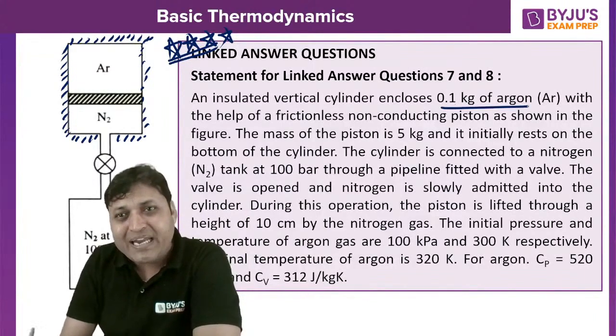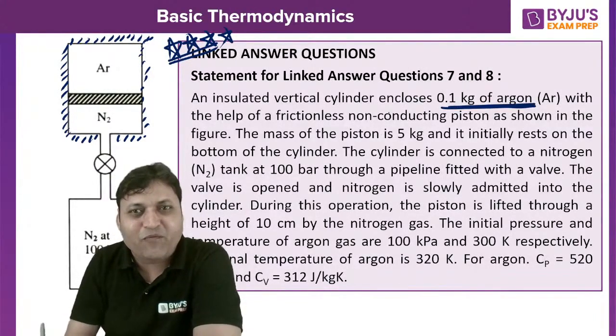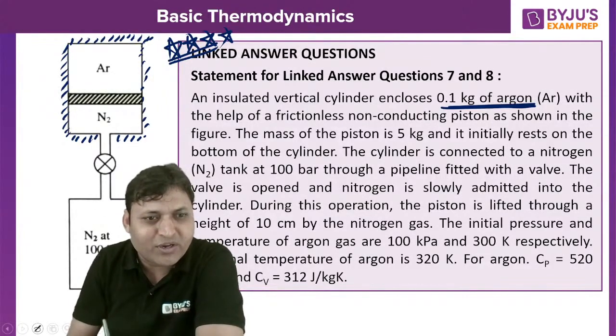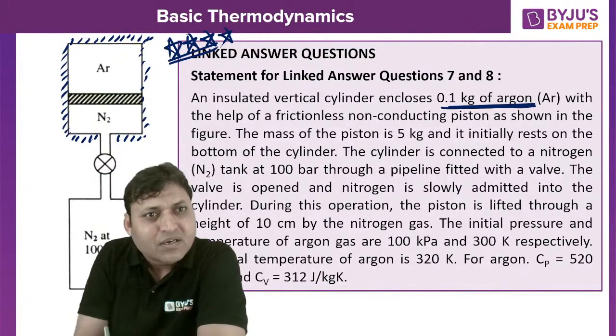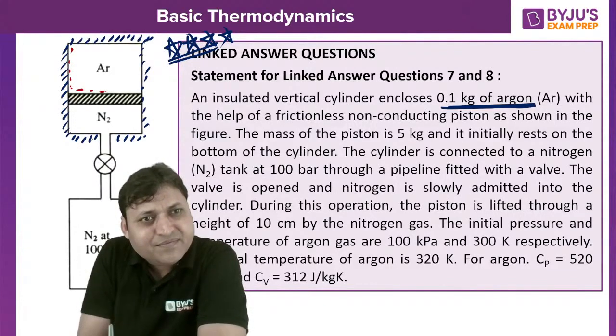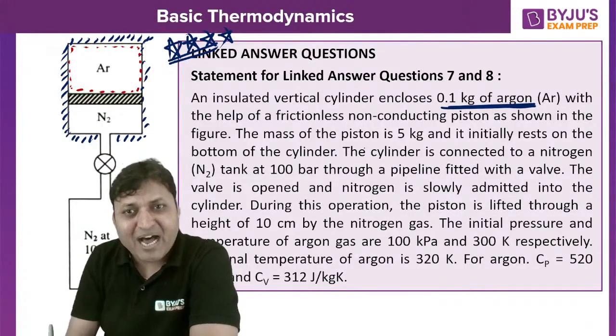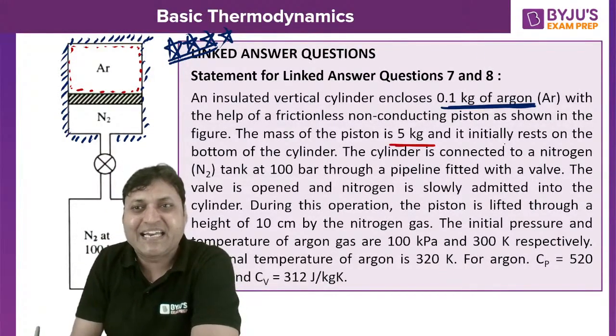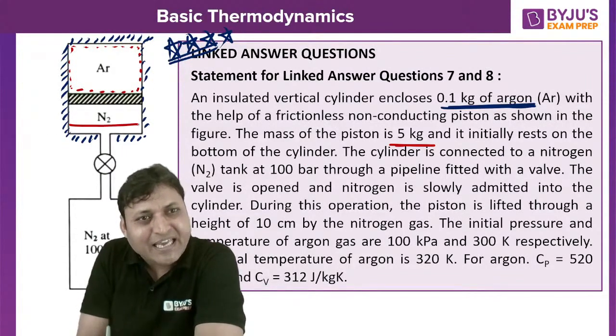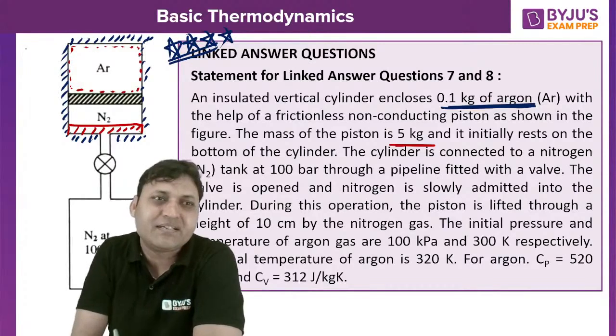The cylinder encloses 0.1 kilogram of argon with the help of a frictionless non-conducting piston. This is our control volume, or this is our system. This is the system containing argon. The piston is also insulated and the cylinder is also insulated. In the figure, the mass of the piston is 5 kg and it initially rests on the bottom of the cylinder. Here the piston is initially at the bottom of the cylinder. This is the cylinder.